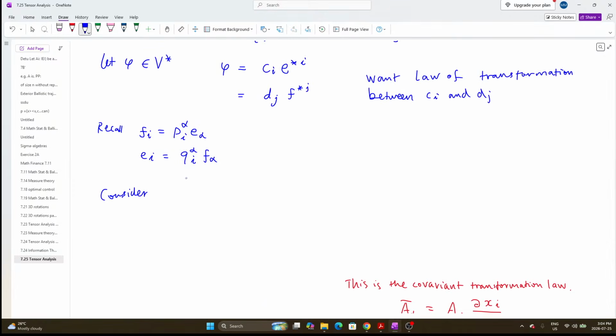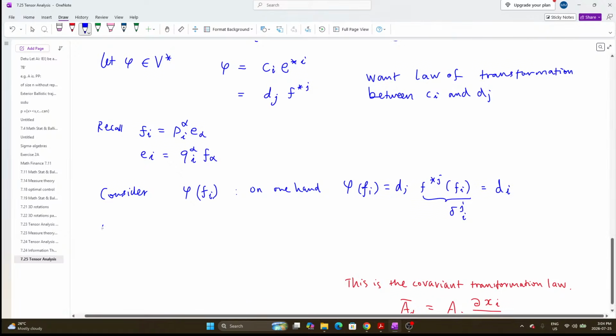So let's consider phi of f i. Okay, phi of f i. So phi of f i, on one hand, is d j f star j of f i, and that's a Kronecker delta j i. Swap the index, you get d i. That's it.